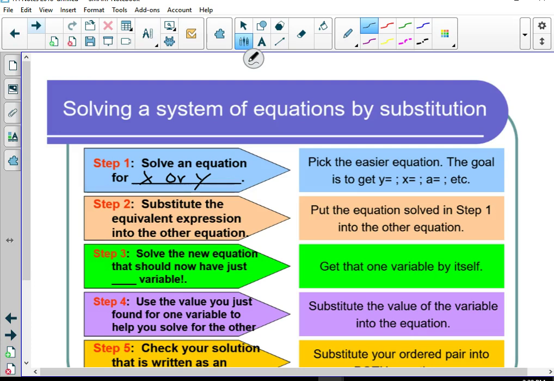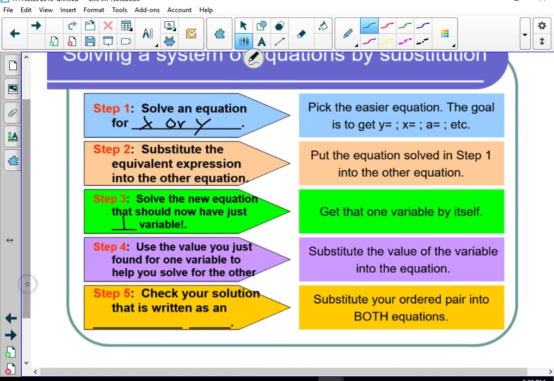Substitute the equivalent expression into the other equation. Okay, so whatever you did, you're going to send that into the other one. Solve the new equation that should just have one variable in it. Because if you substitute in, you'll have x and x, and combine them. Use the variable you just found for one variable to help you solve for the other. So once you find x, plug it in and find y. Okay? And then check your solution, which is written as an ordered pair.